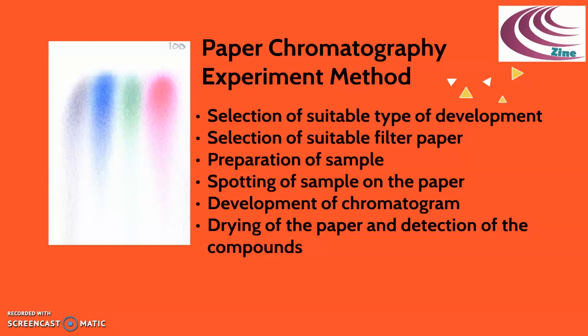Development of chromatogram: the sample spotted paper is subjected to development by immersing it in the mobile phase. The mobile phase moves over the sample on the paper under the capillary action of the paper. Drying the paper and detection of the compounds: once the development of the chromatogram is over, the paper is held carefully at the borders to avoid touching the sample spots and dried using an air dryer. Sometimes the detecting solution is sprayed on the developed paper and dried to identify the sample chromatogram spots.